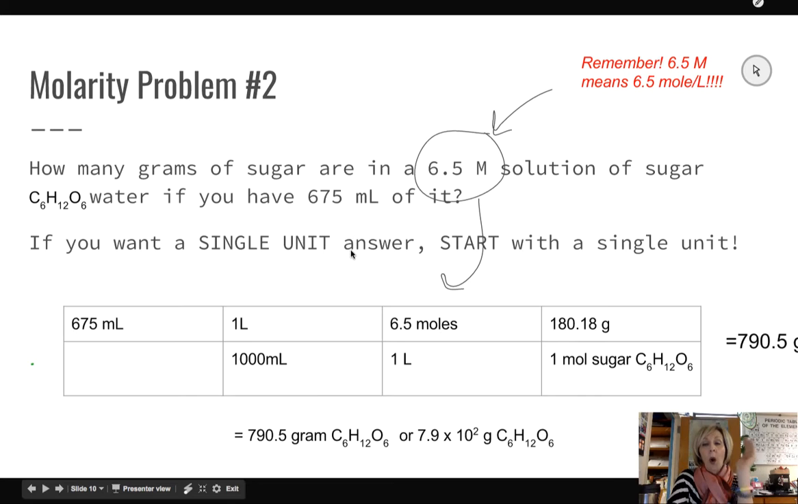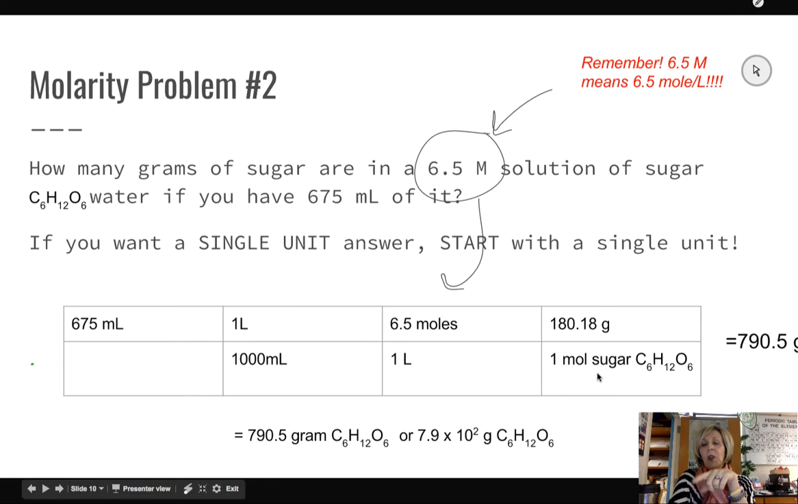So remember, if you want a single unit answer, which I do because I want grams, you start with a single unit. This is a single unit. This is a double unit. So I'm going to write down 675. So the first thing I have to do is I have to convert to liters, so my milliliters cancel and I have liters. And then this is my molarity, 6.5 moles per liter. Do you see that I do not have to flip this equivalence because the liters are already diagonal from each other and they cancel?